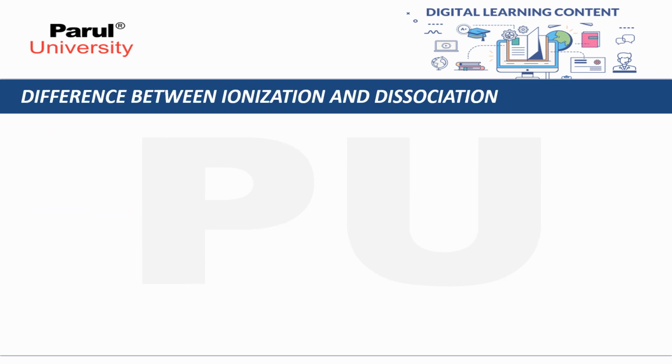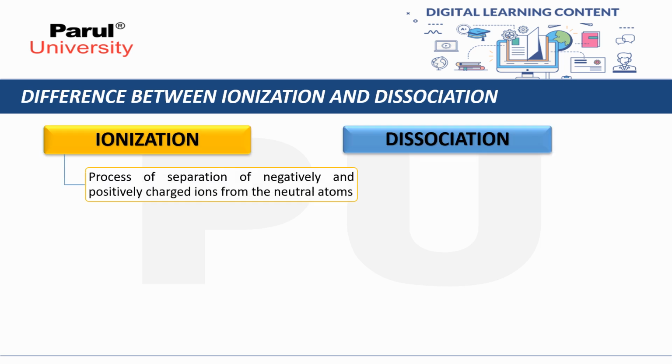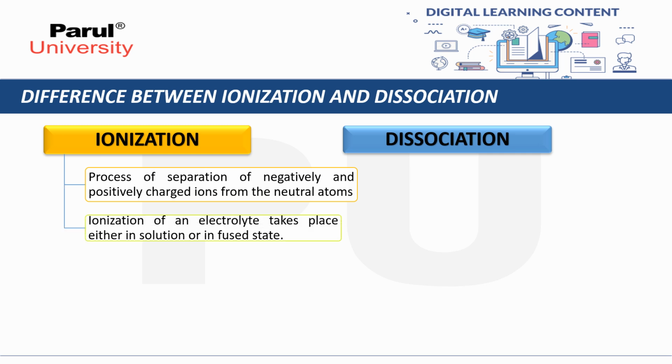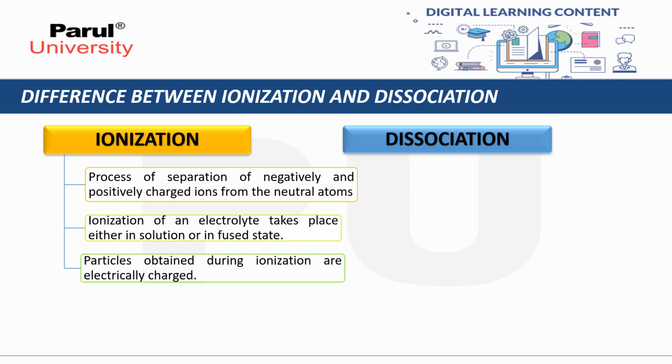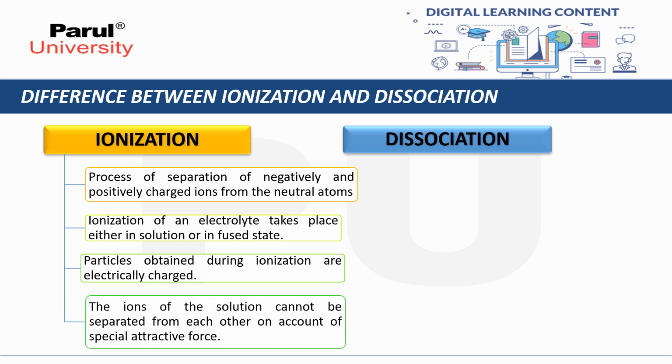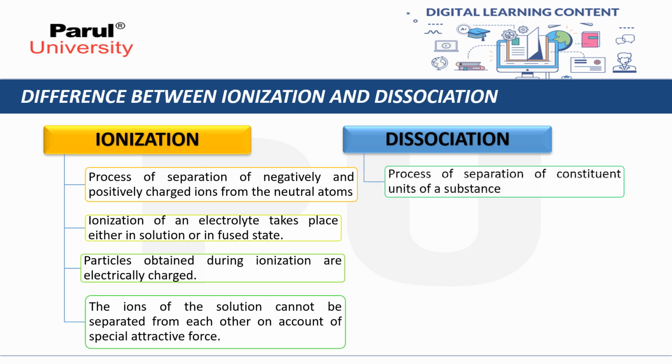Now, let us see what is the difference between ionization and dissociation. Ionization is the process of separation of negatively and positively charged ions from the neutral atoms. The ionization of an electrolyte takes place either in solution or in fused state only, and the particles obtained during the ionization are electrically charged. The ions of the solution cannot be separated from each other as they are not stable in the form of ions on account of spatial attractive forces.